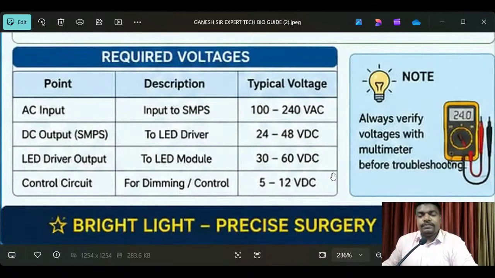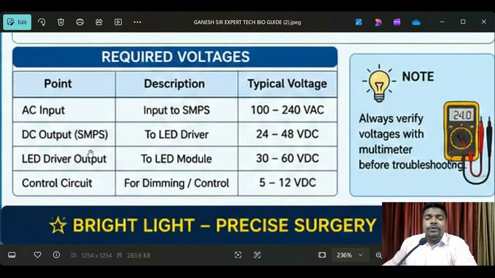Come on. Now, first of all, the point here: AC input. Input to SMPS. Typical voltage, what should be there? 100 to 240 VAC. Listen carefully and keep it in your mind. These are very important. Today you are a learner, tomorrow you should be a trainer. Okay, come on.